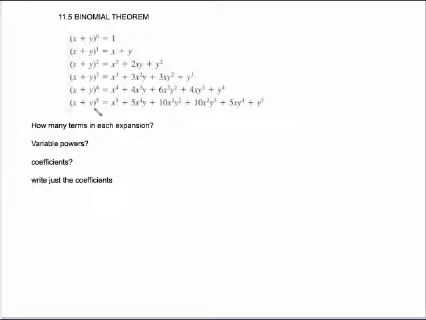X plus y to the fifth: if I didn't know this process, I would have to write out x plus y times x plus y, etc., all the way out 5 times and do a whole lot of multiplying. The binomial theorem, once you learn it, will give you the coefficients and the powers without having to do all of that multiplication. So, number one, how many terms are there in each expansion?